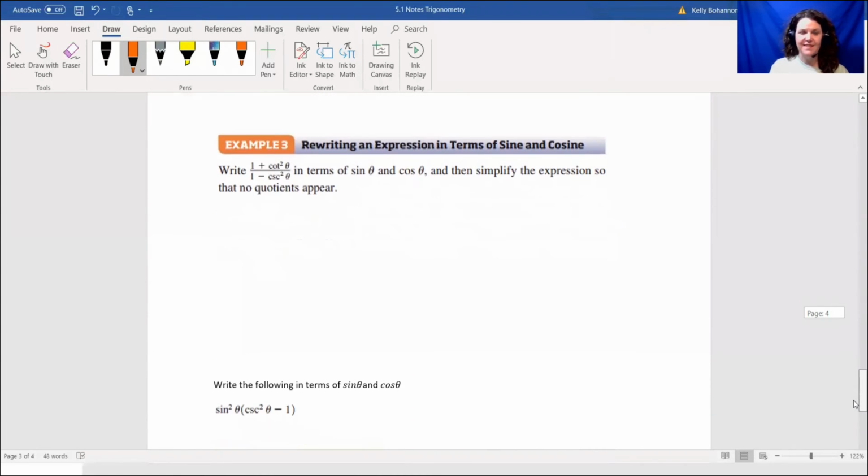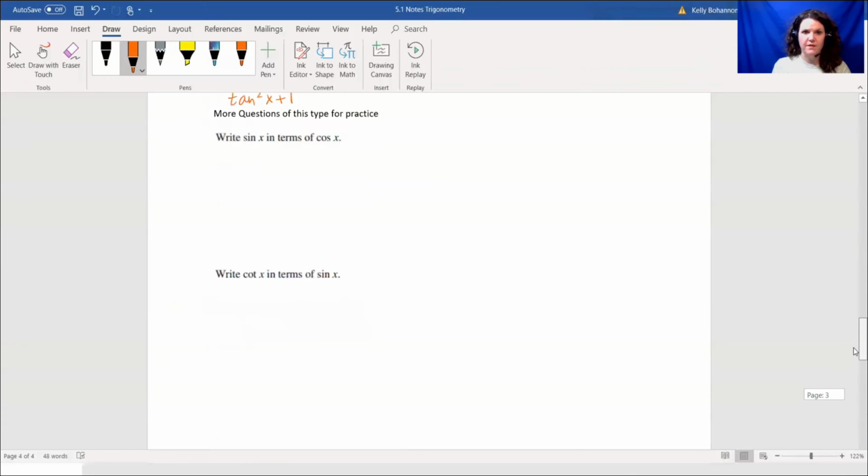All right, and this is the last example, example 3. This time we want to write 1 plus cotangent squared theta in terms of sine and cosine. Going back to look at our identities, because of the 1, these both look like Pythagorean identities to me, so we'll check our Pythagorean identities.